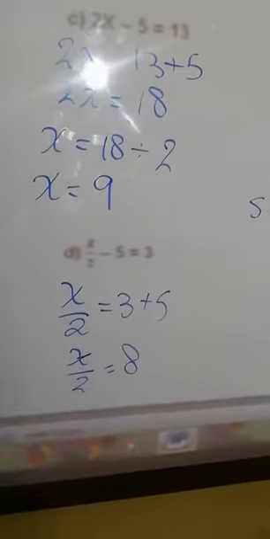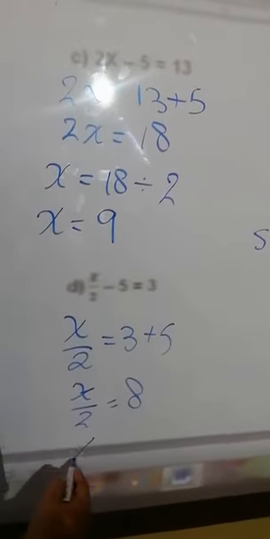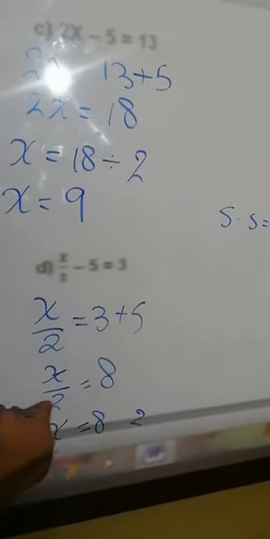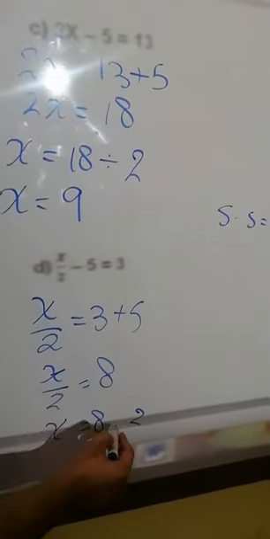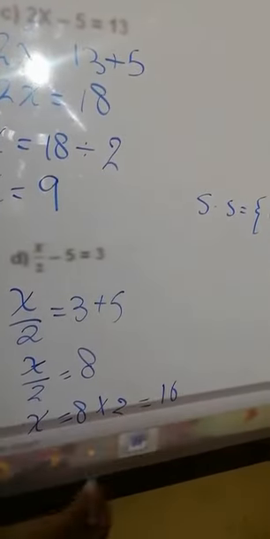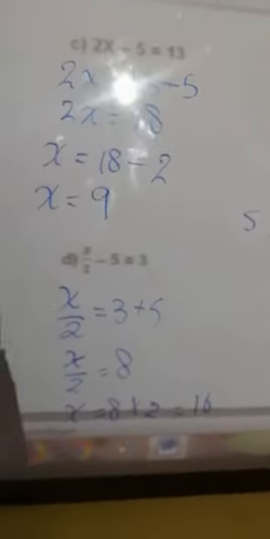And 2 will go to the other side. Here is 8 and here is 2. It is divided, so it will move to the second side with times. And you know that 8 times 2 equals 16. So the value of x equals 16.